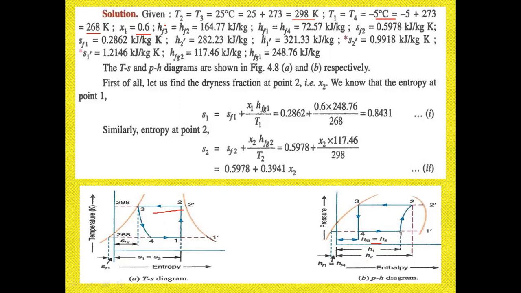Now HF2 is equal to 164.777, it is in the table. HF1 is equal to HF4, that is equal to 72.57. And SF2 is 0.597, and SF1 is equal to 0.2862. And H2 dash is equal to 282.23, and H1 dash is equal to 321.33, and S2 dash and S1 dash, HFG2 and HFG1.